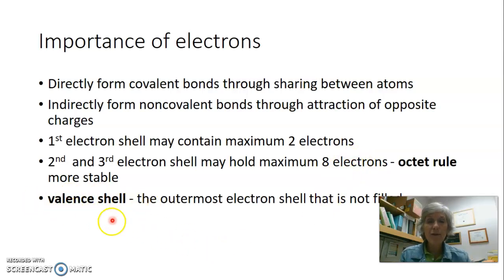Valence shell, I have this bolded so that you can just know that it is the outermost electron shell which is not filled, and that's where the electrons are going to be borrowed or shared from other atoms, so that outermost shell can be filled. Everybody wants to be happy, everybody wants to be full, so do electrons, so do atoms with the right amount of electrons, and so this is really the basis of what these chemical bonds are all about.